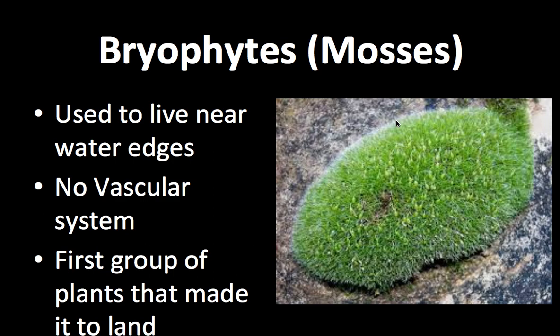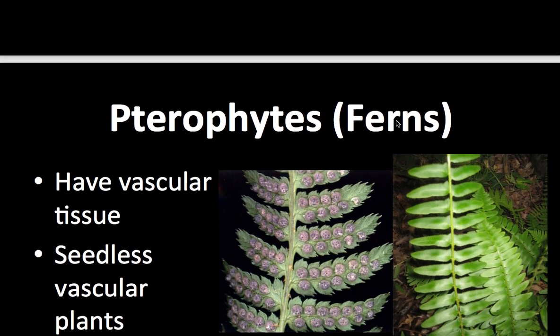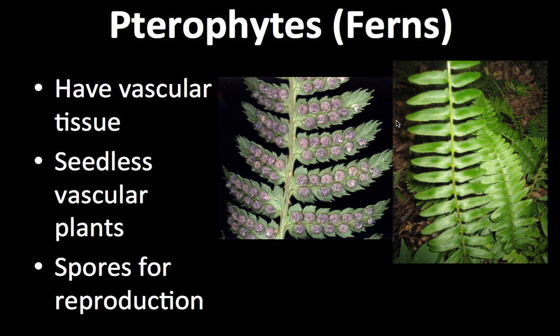Plants eventually evolved to have vascular tissue, that is root, stems and leaves, and they were able to grow very tall and grab sunlight for photosynthesis. They are called the pteridophytes or seedless vascular plants. They have no seeds but they have spores for reproduction. An example is ferns. So pteridophytes have vascular tissue, and they are seedless vascular plants with spores for reproduction.